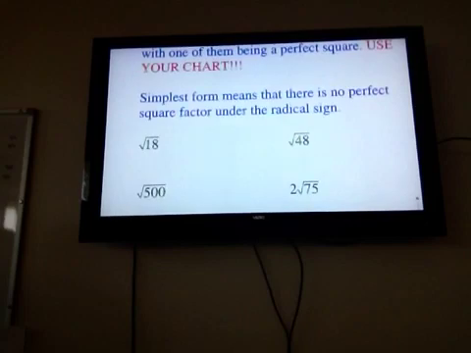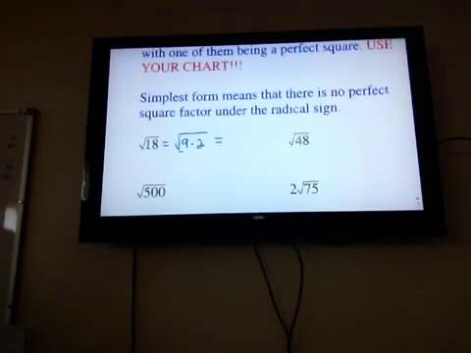So I'm going to show you how to use the chart right now in this question. If I look at the right side of the paper, 18 is not listed, which means it's not a square. So I go to the biggest number smaller than 18, which is my 16. So I would ask myself, does 16 divide into 18? No. Does 9 divide into 18? Yes. So I'm going to take 18 and make it 9 times 2. 9 is a perfect square. One of these numbers that you break it into needs to be a number from our chart, a perfect square number.